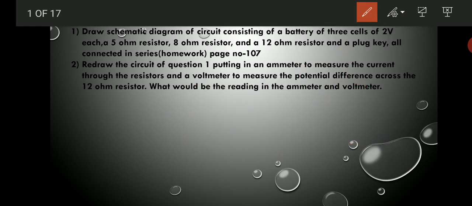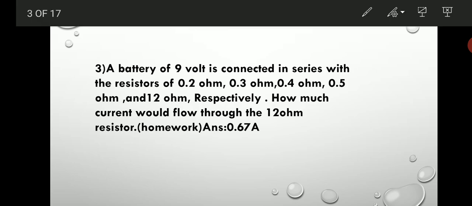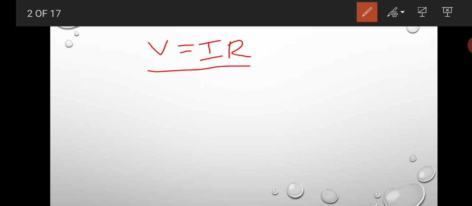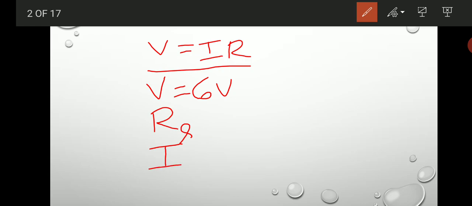We'll solve. Now we'll find the current and voltage. According to Ohm's law, V is equal to IR. This is the popular formula; you should know this formula. V is equal to IR. So V is 6 volt, and we don't know the value of R, that is the effective resistance, and I. To find I, we should know the value of R, right?